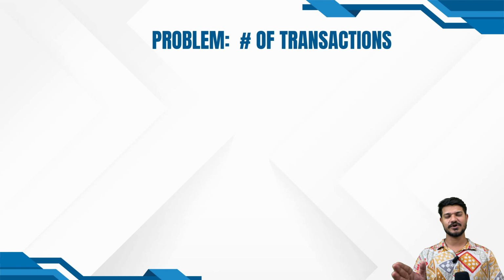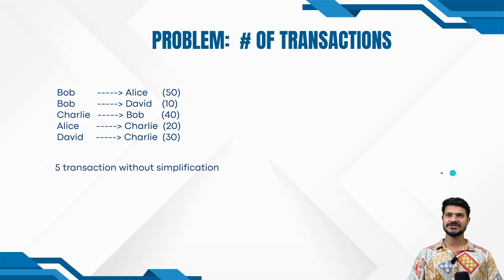So the problem is the number of transactions. For example, in Splitwise, a person can add a transaction, right? So in there, let's say we have these many transactions. Bob pays Alice 50, Bob pays David 10, Charlie pays Bob 40. Alice pays Charlie 20, David pays Charlie 30.